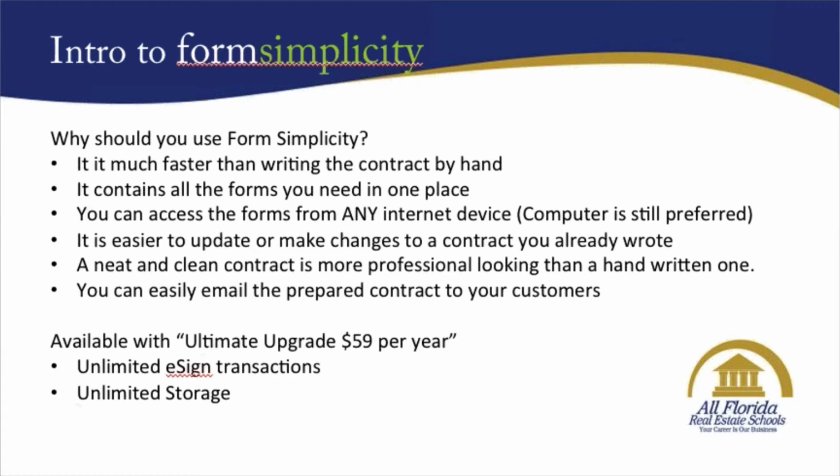It's easier to update or make changes to the contract that you already wrote. If you're handwriting contracts and you misspell somebody's name, well, if this is an offer, it would look bad to just scratch it out and write in their name, so then you end up writing the whole page all over again. If it's later on in a negotiation, it's so much easier to go right back into your Form Simplicity file, make the changes that you need for the counteroffer, and then send it off again. Or if you had a verbal counter and you just want to update those changes on the contract, then get that signed. So you don't have to rewrite or reinvent the wheel each time.